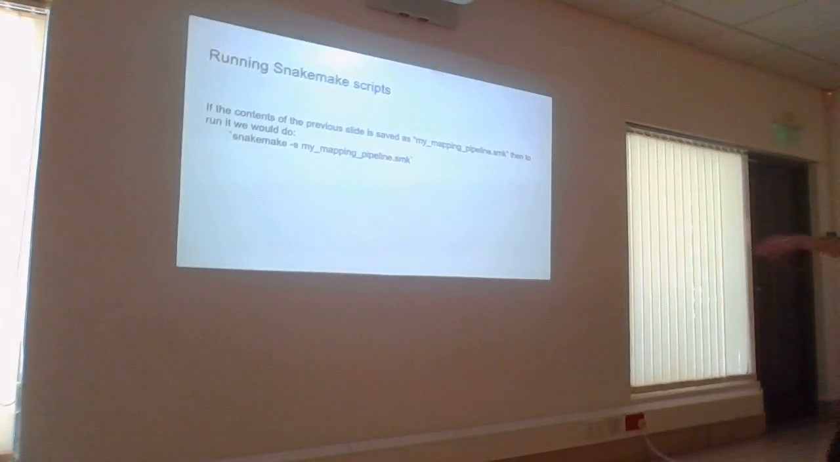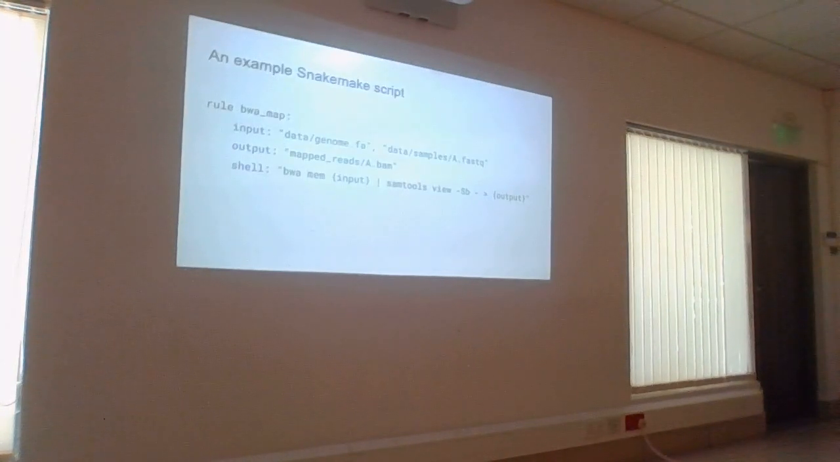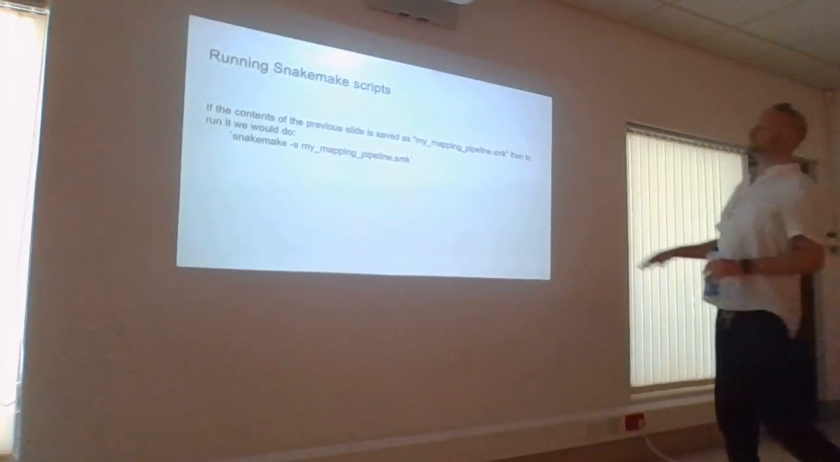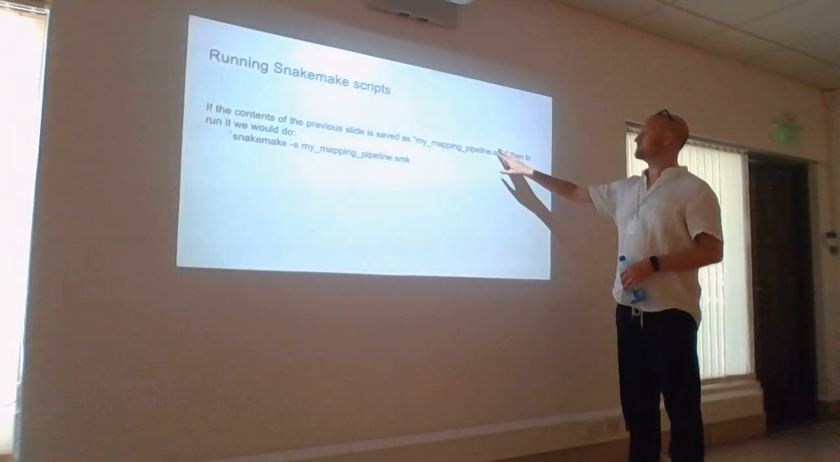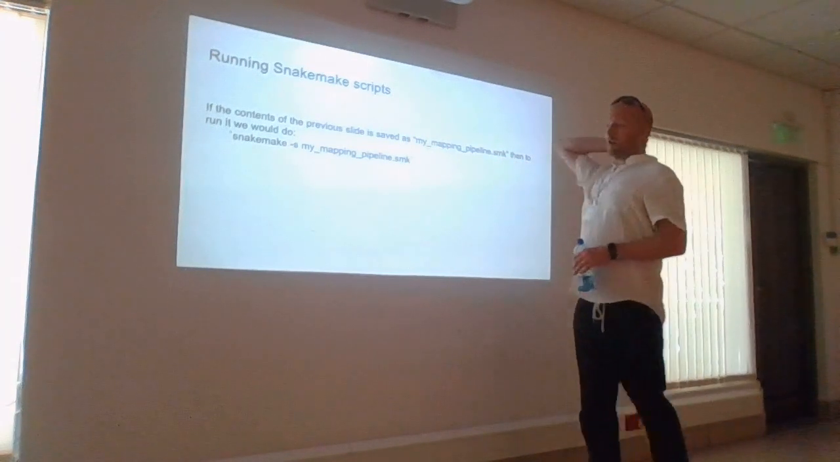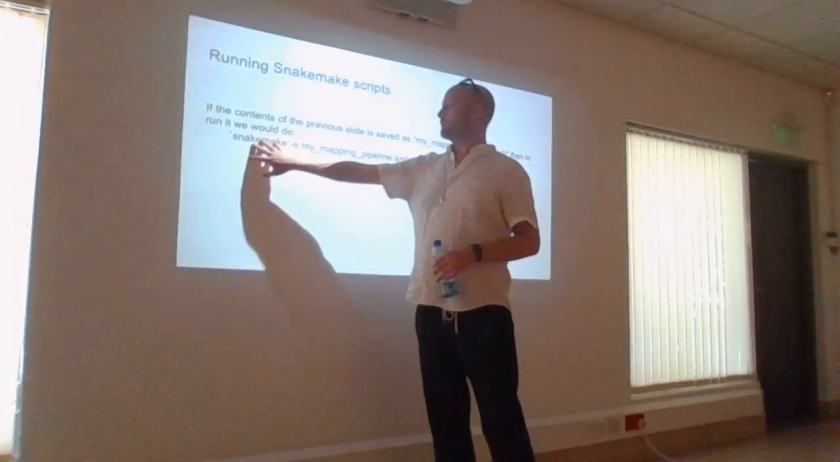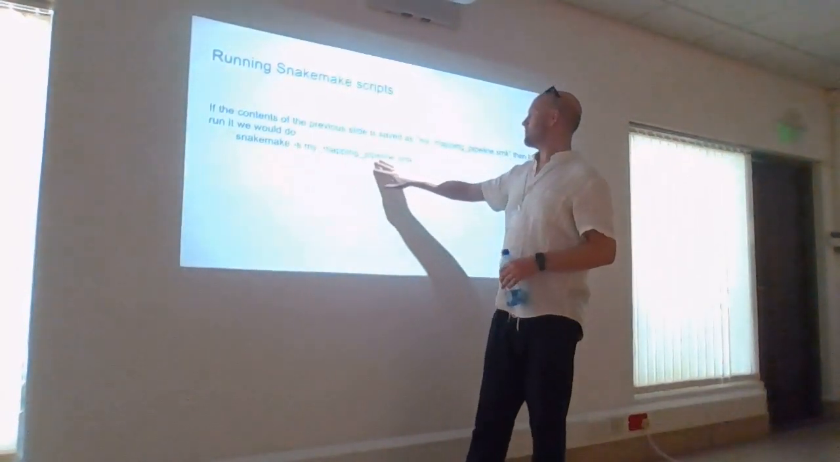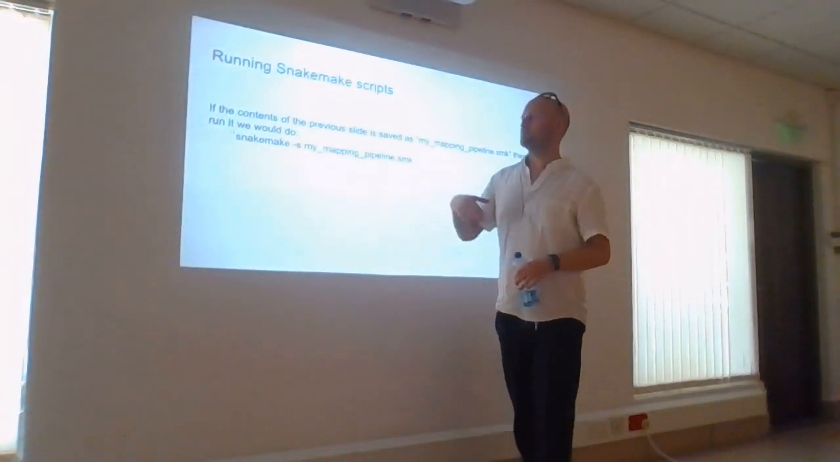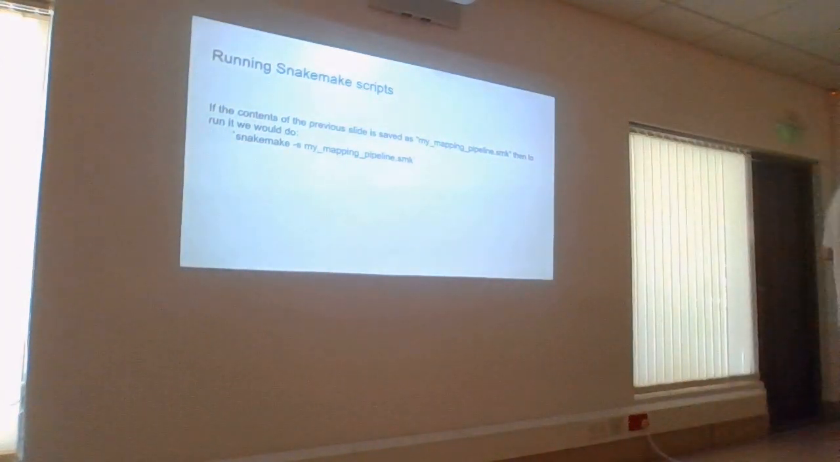Okay, so if the contents of that rule that we just went through was saved as this file, mymappingpipeline.smk, so Snakemake. To run it, as long as we'd installed Snakemake, we would say snakemake -s mymappingpipeline.smk, and then that would run that script. So that's the main way that I personally invoke Snakemake commands.